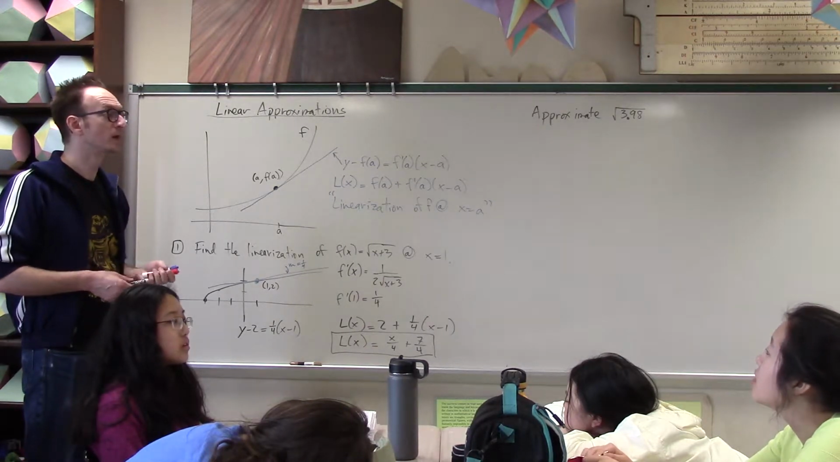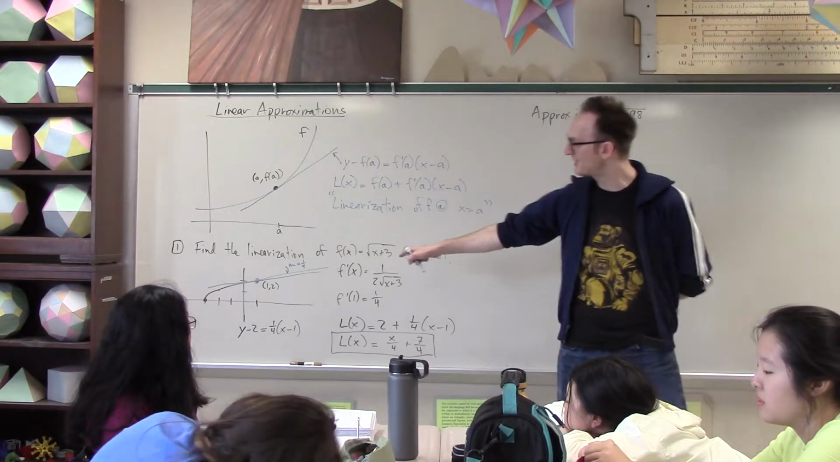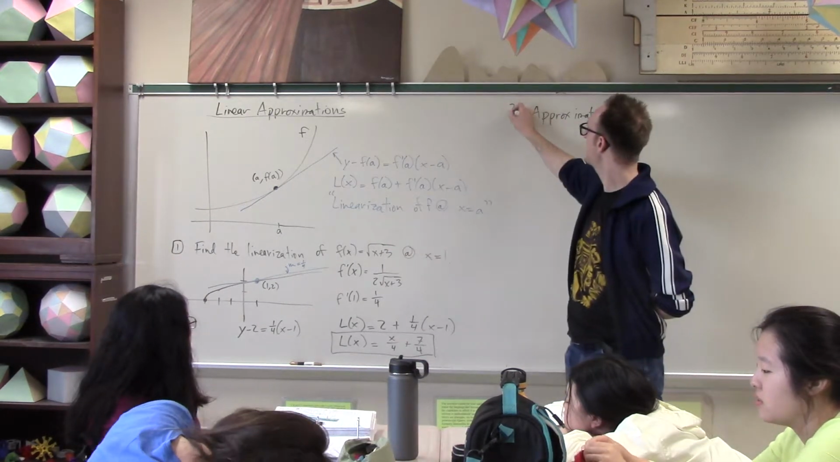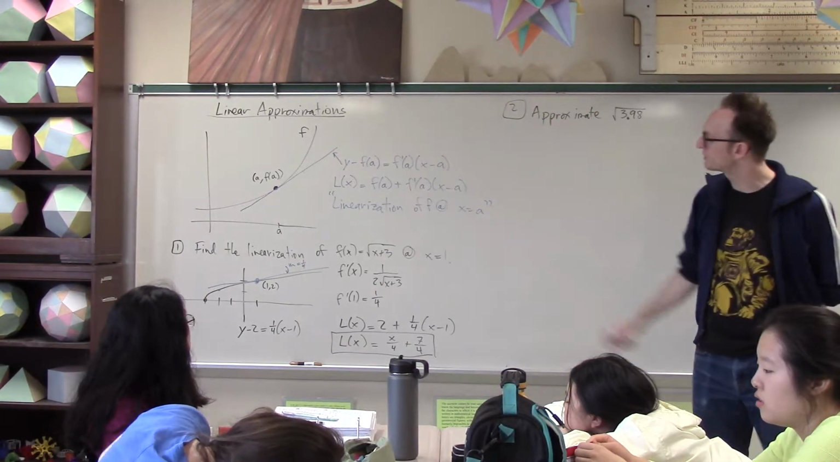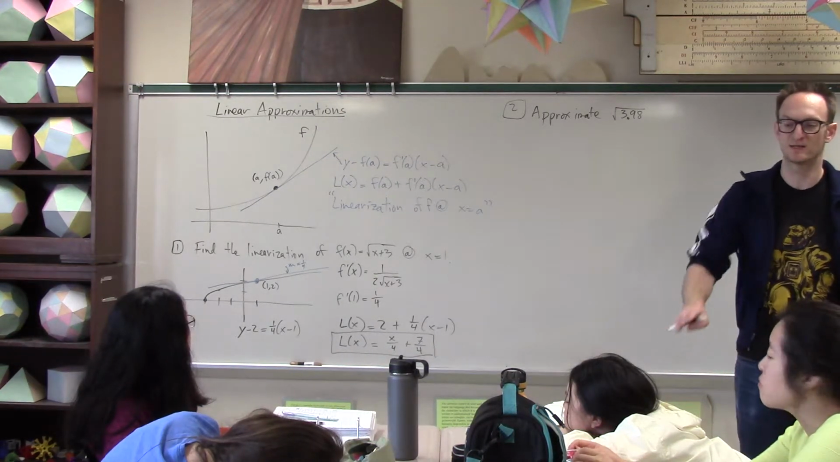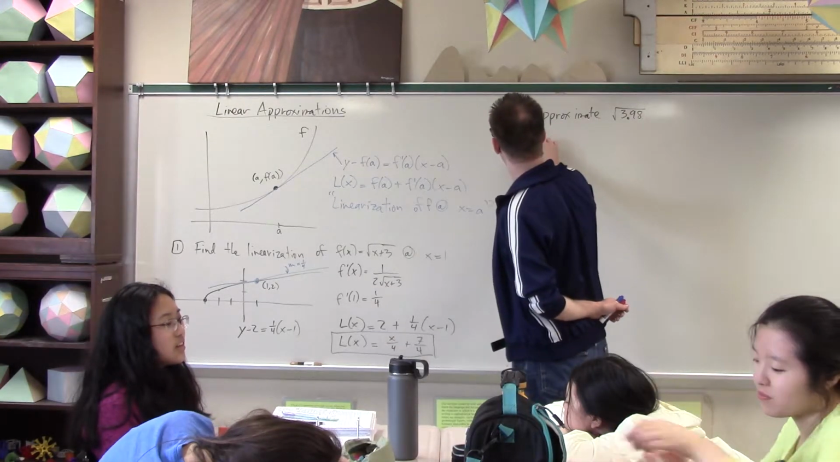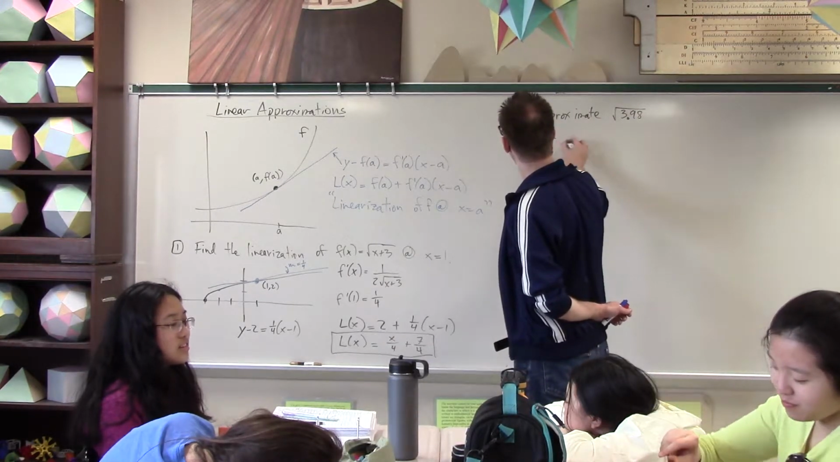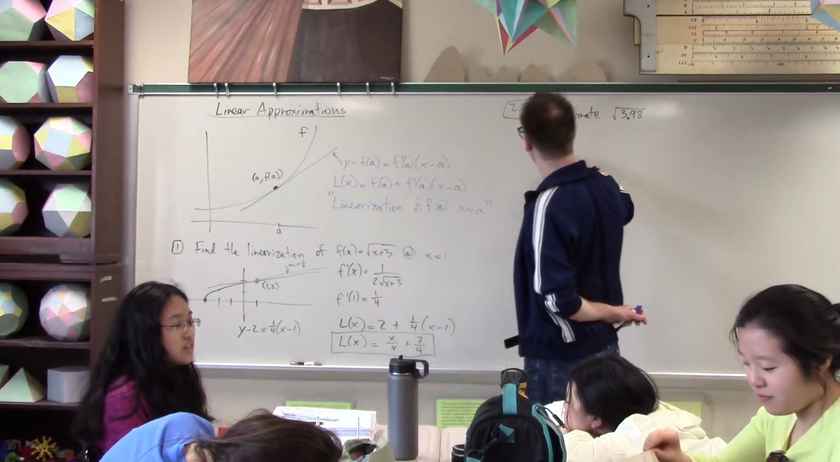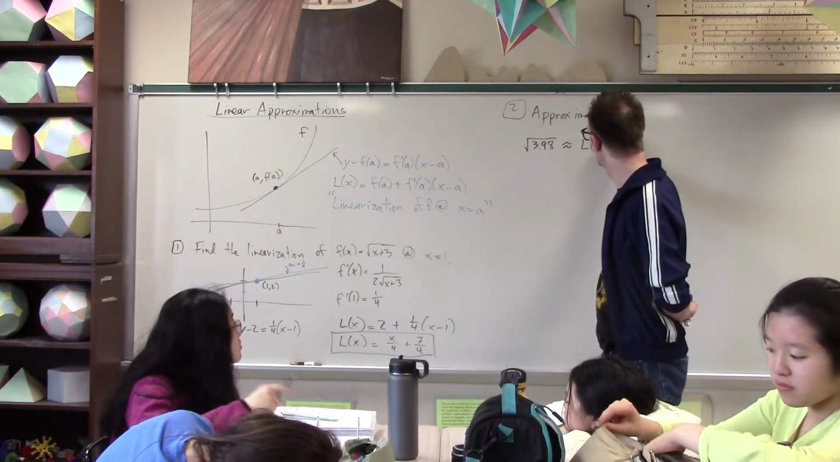0.98. Yes, Lillian says, well, I have just constructed, a minute ago, the linearization of the function root x plus 3 at x equals 1. So I now conclude that the square root of 3.98 is approximately equal to L of 0.98. Who's with me?